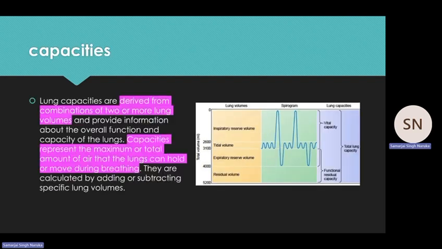Then we have terms such as capacities, which are a much more derived term from two or more lung volumes. They provide information about the overall function and capacity of the lungs. They represent the maximum or the total amount of air that the lung can hold or move during breathing. These are usually calculated or are derived from lung volumes.